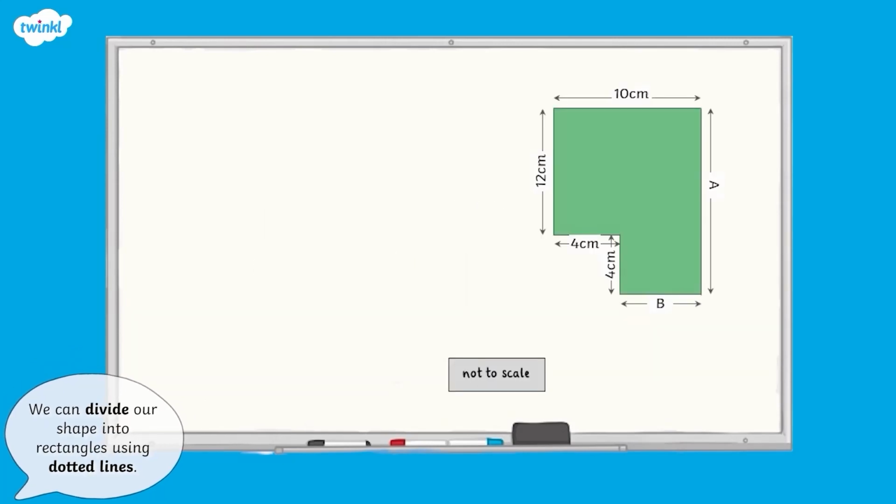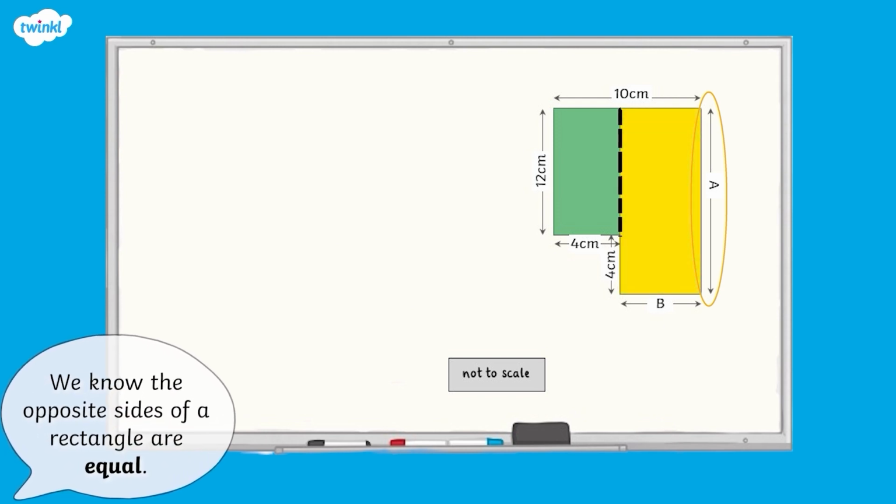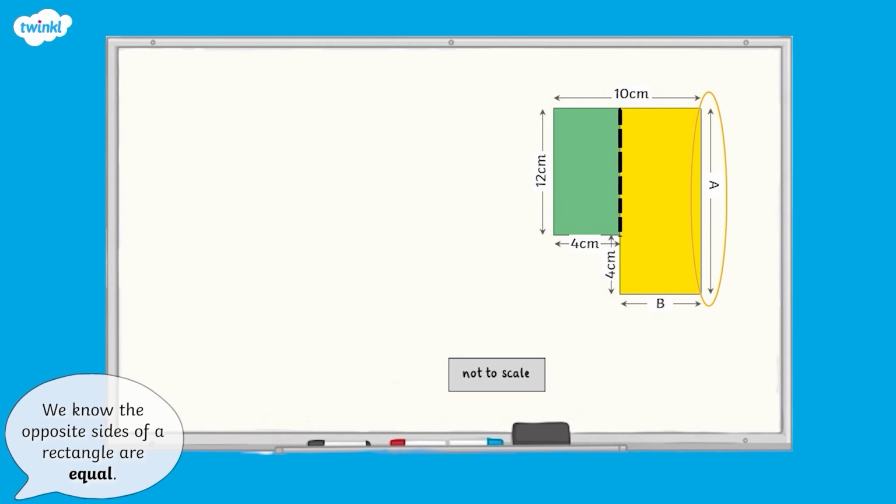First, we want to find the length of A. On our shape, A is a vertical line running from top to bottom. We will use the other vertical lines to help us to work out its length. We can add a dotted vertical line to divide the shape into 2 rectangles. We know that the opposite sides of a rectangle are equal, so the length of the dotted line is 12 centimetres. The length of vertical line A will be equal to the combined lengths of the 12 centimetre vertical line and the 4 centimetre vertical line. Therefore, line A is 16 centimetres long.